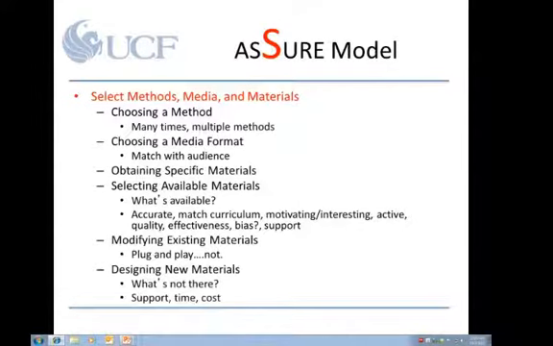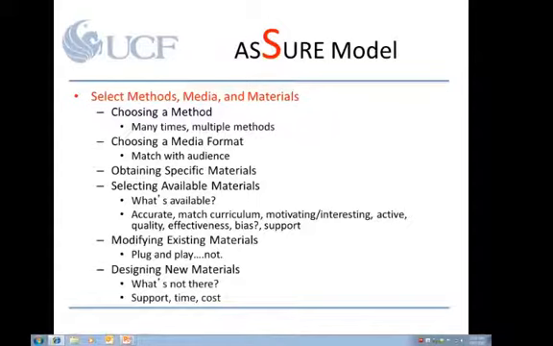Obtain your specific materials, and also being aware of what is available and selecting available materials is also important. So you're looking at accurate materials and accuracy of various materials. Does it match your curriculum? Is it motivating and interesting? Does it address those attributes of meaningful learning? Is it active? Is it of high quality? So you don't want something that will automatically turn the learner off when they see it because it's poorly designed or slow or clunky or whatever. Is it effective? Are there any biases involved? And is there adequate support involved for your materials?